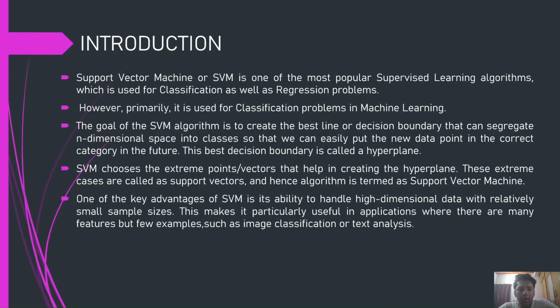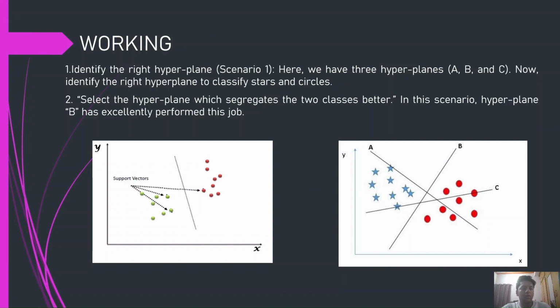One of the key advantages of SVM is its ability to handle high dimensional data with relatively small sample sizes, and this makes it particularly useful in applications where there are many features but few examples, such as image classification or text analysis. So this is the working.